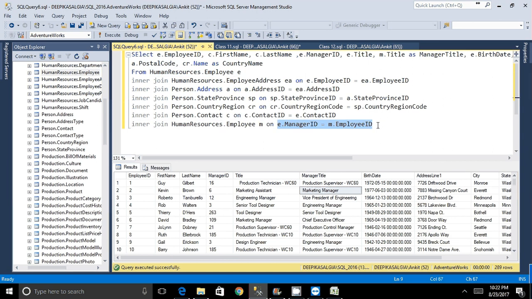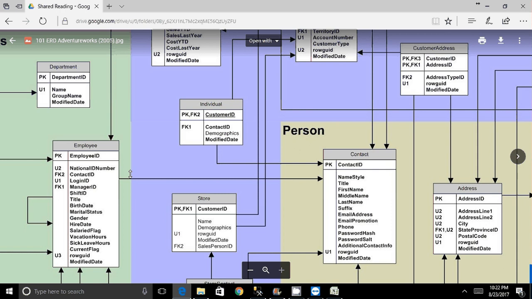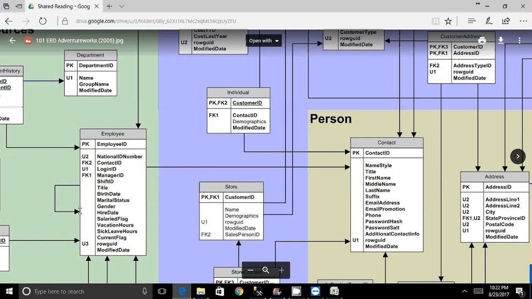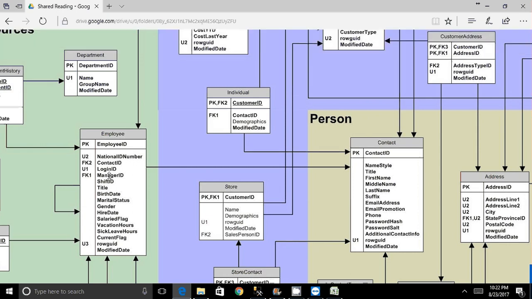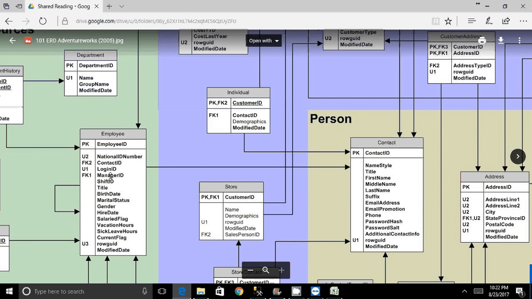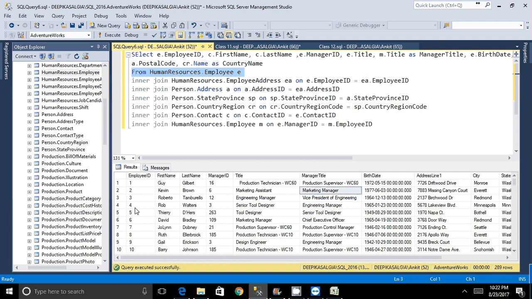E.manager ID equals M.manager ID. So this is a self inner join. You're joining the same table to itself. And in the ERD, if you look, do you see the arrow is coming in here and going into itself? It represents that this table can have a self-referenced ID, which is an employee ID, which is referenced as a foreign key in here as a manager ID. So this is called self-referencing. Self-referencing means this employee ID is mentioned in this column.